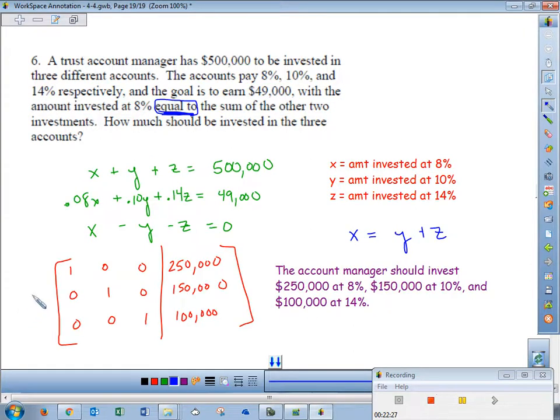Here it is. Hopefully, if you didn't make any typing errors, this is what your solution matrix should look like. And that means the account manager should invest $250,000 at 8%, because that's what X equals, $150,000 at 10%, and $100,000 at 14%. Cool. That's it.